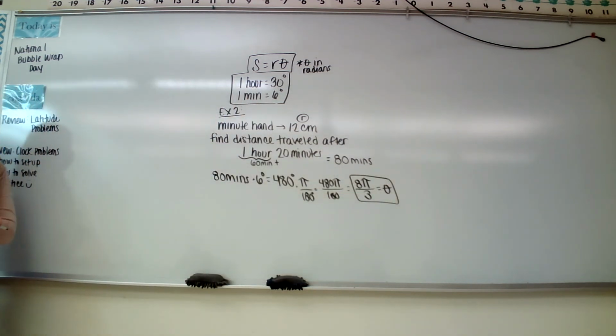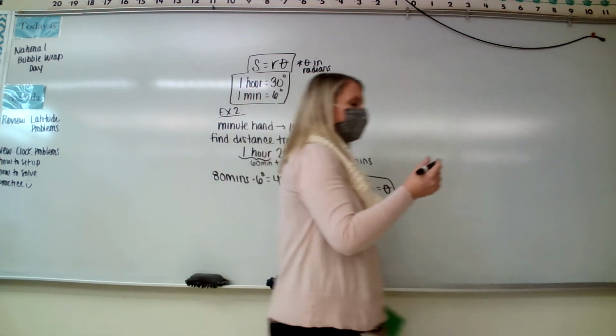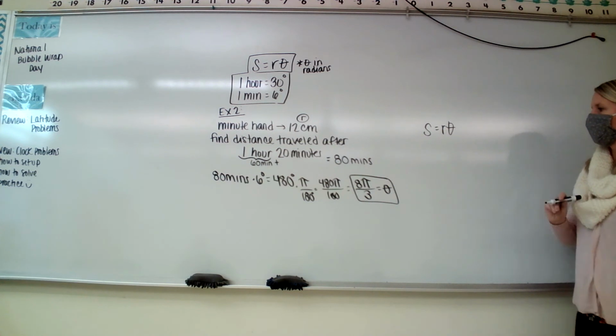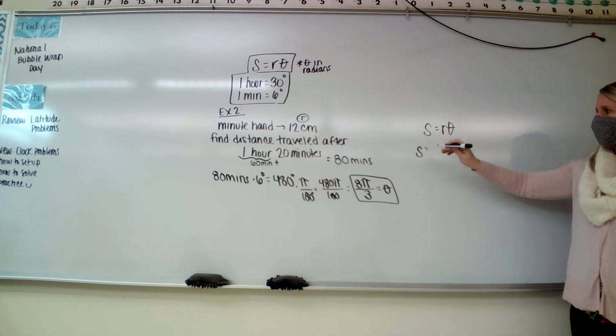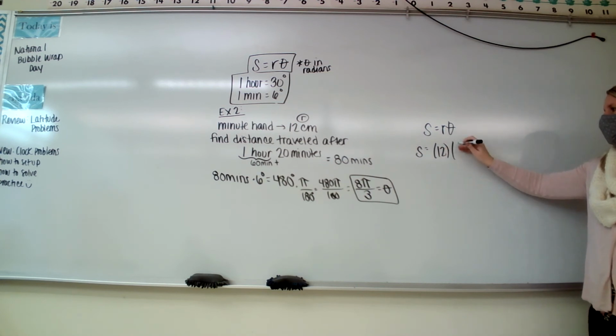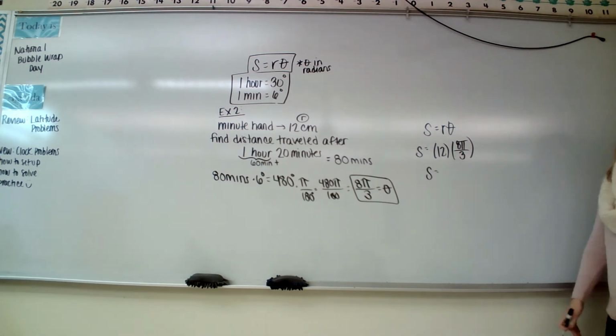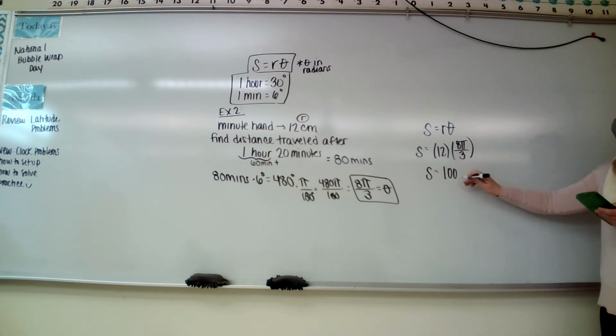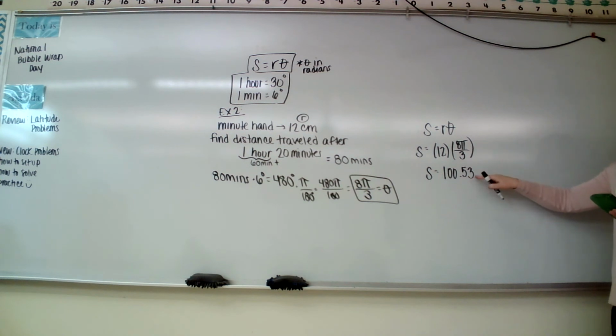So I have R, I have theta. I'm going to plug in. Running out of room here, so I'm going to do it next to it. So S equals R theta. So S is going to equal, R was 12, and theta was 8 pi over 3. And then I just use my calculator. 12 times 8 pi over 3. I'm plugging the pi in just so I get a decimal answer, and it comes out to about 100.53. And when I say label it, the original was in centimeters, so this is also in centimeters.